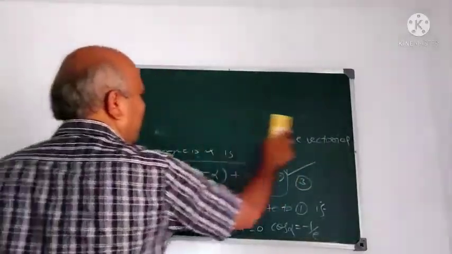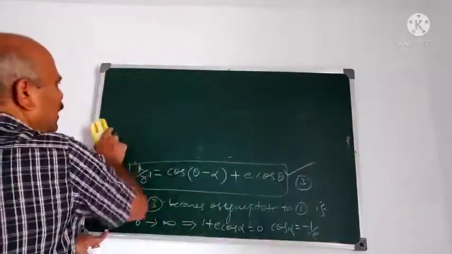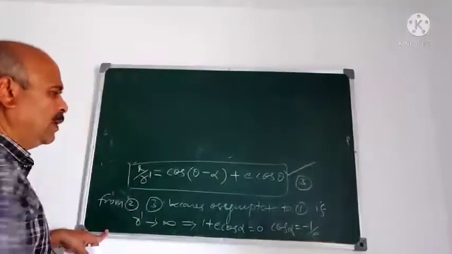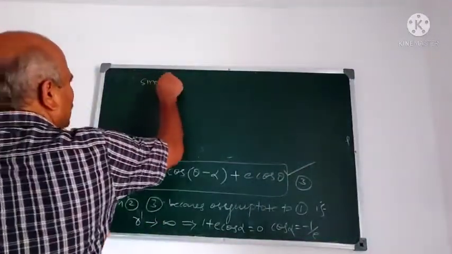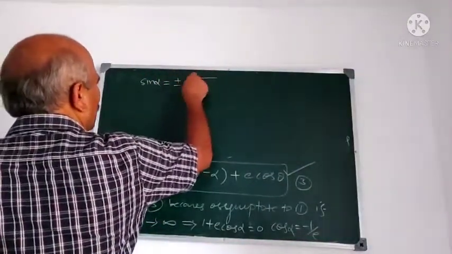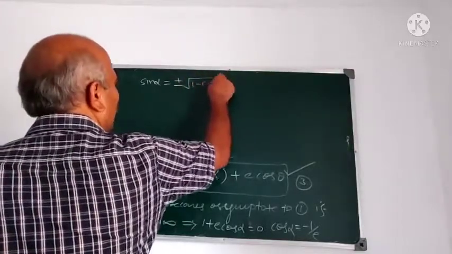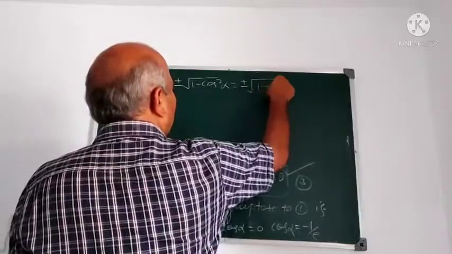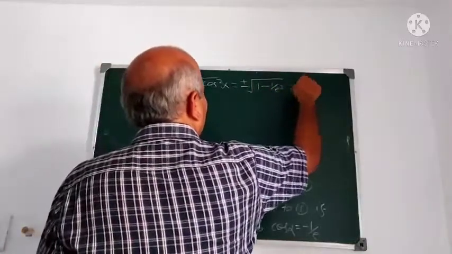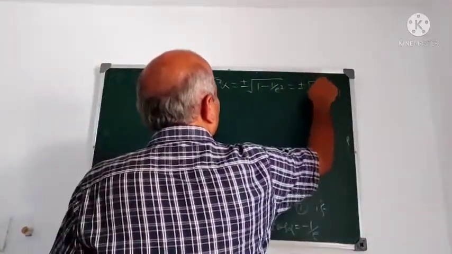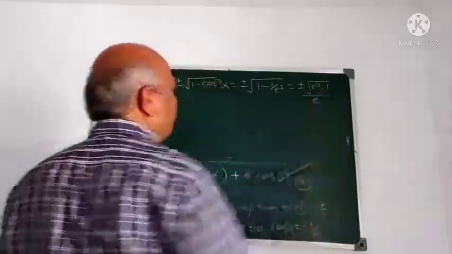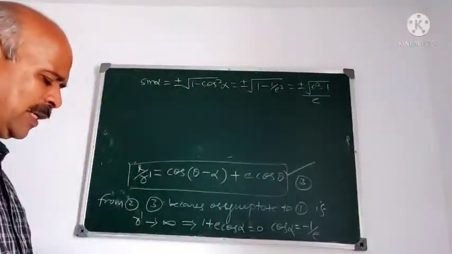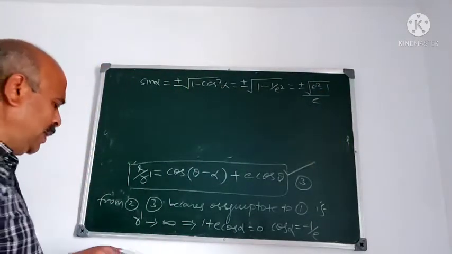If cos alpha is minus 1 by e, what is sin alpha? Sin alpha is plus or minus root of 1 minus cos square alpha. Therefore, plus or minus root of 1 minus 1 upon e square, plus or minus root of e square minus 1, by e. Am I correct? Root of e square minus 1 by e.